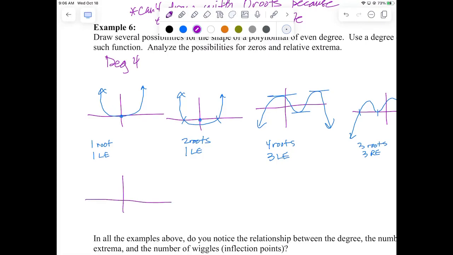Actually, this one we can, right? All I got to do is come in the top. I can turn around and watch. If I do this, that's what a fourth degree polynomial can look like as well. It can look something like that. I have 0 roots, and how many local extrema do I have? I look like I'm going to turn around here, but I don't. I continue back up. So it's still just 1 local extrema.